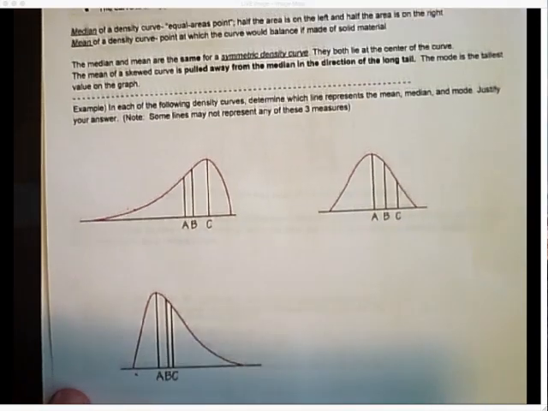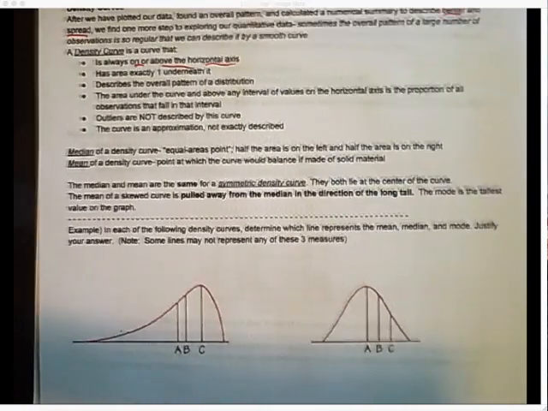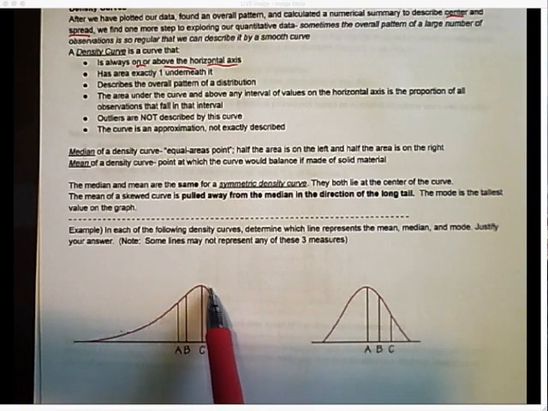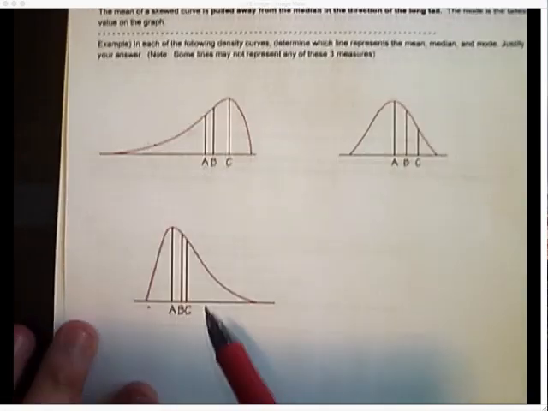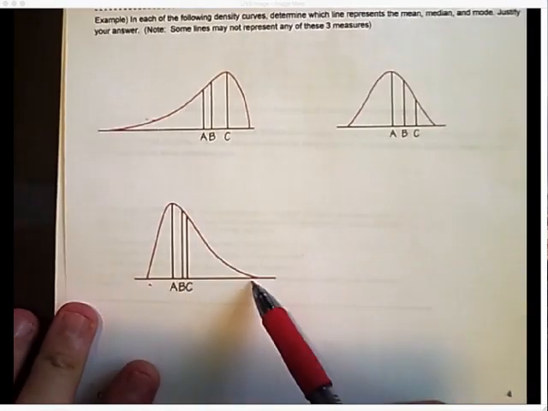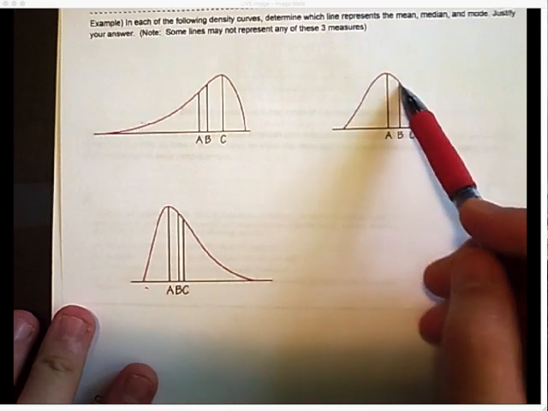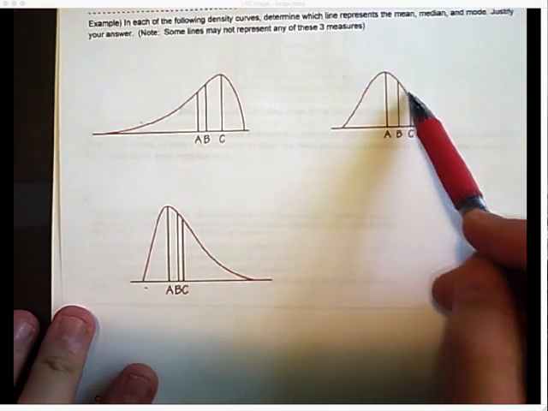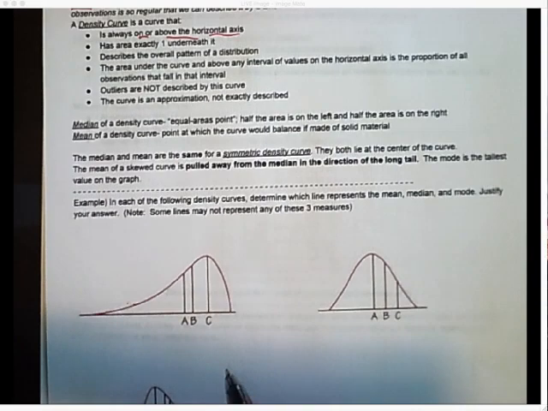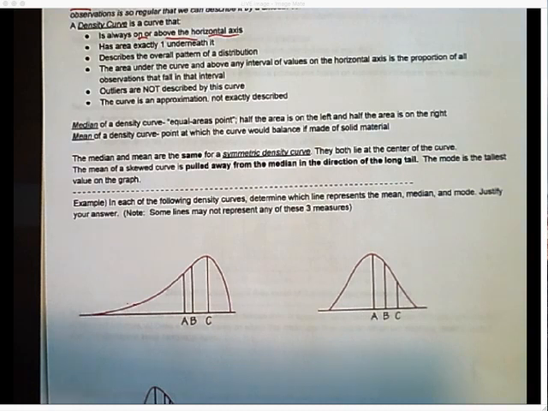It describes the overall pattern. So like this curve right here, this density curve would be considered skewed left. This one would be considered skewed right. And this one is approximately symmetric. Outliers are not described by the curve, and the curve is an approximation.